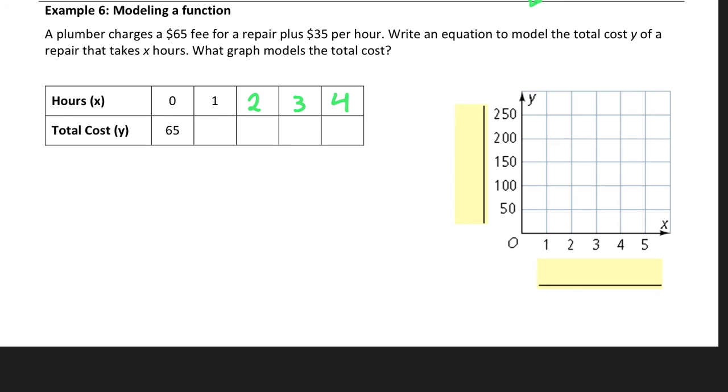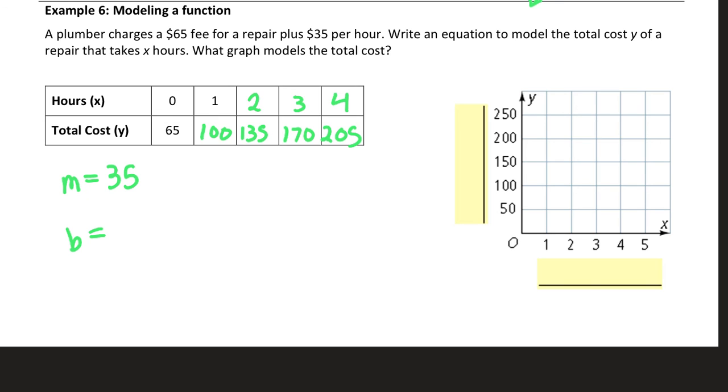So to get his charge for 1 hour of work, I would take 65 plus 35, which is 100. 100 plus 35 is 135. 135 plus 35 is 170. 170 plus 35 is 205, not 105, 205. So we should be able to pick out a rate of change from that situation. The rate of change in this situation, 35. It's a rate, $35 per hour, two quantities that are changing.